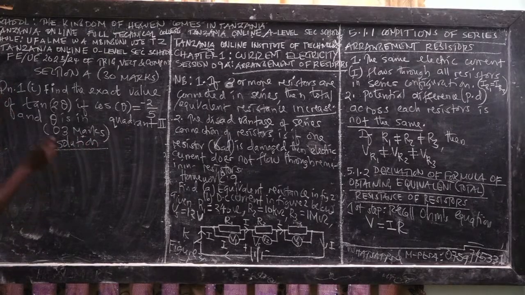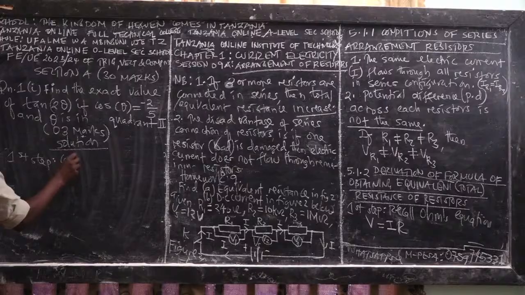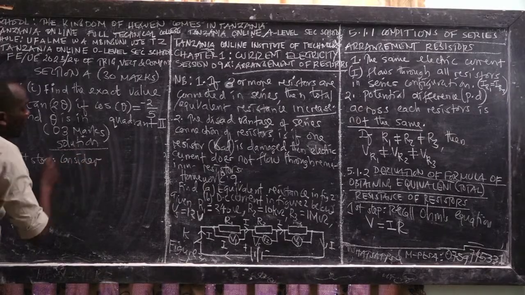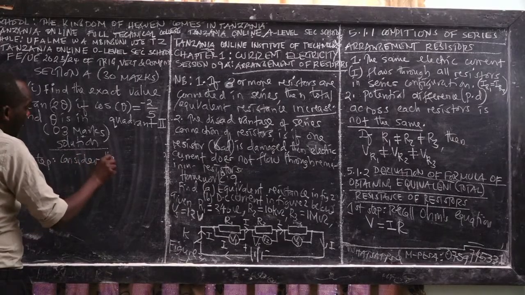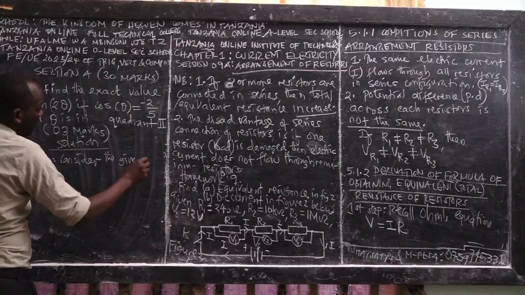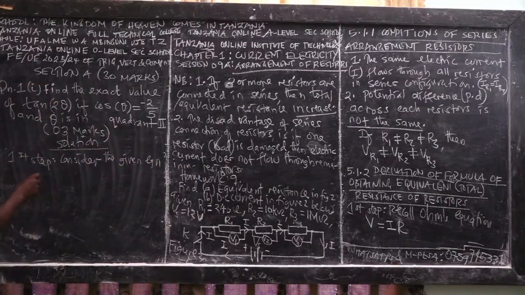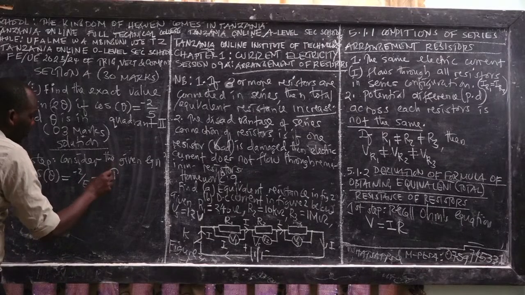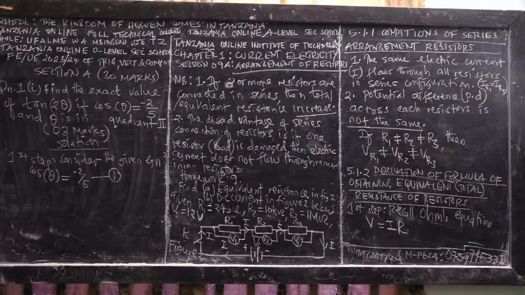Solution. First step: the very first step is to write the question you have been given. Consider the given equation. What is the given equation? We have been given cosine of angle theta, which is equal to -2/5. Call this equation 1. That is the first step.